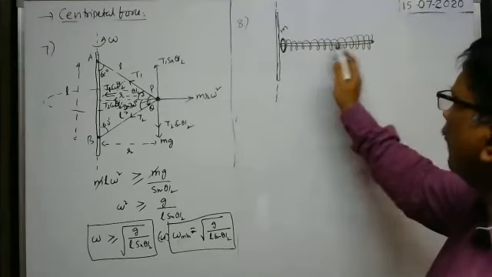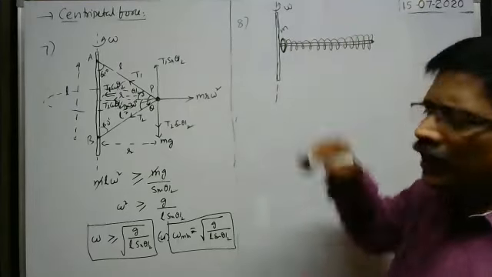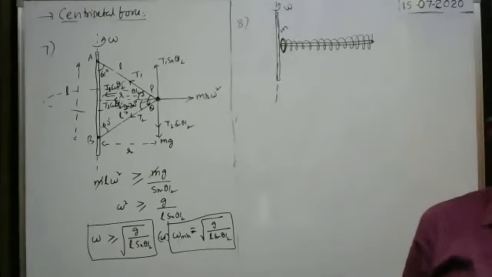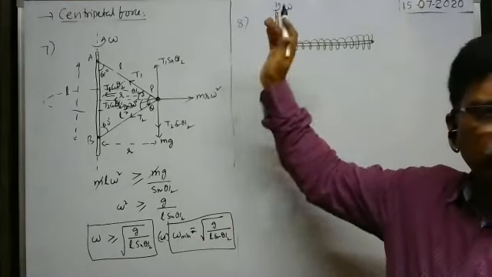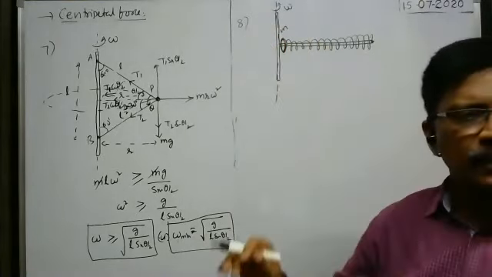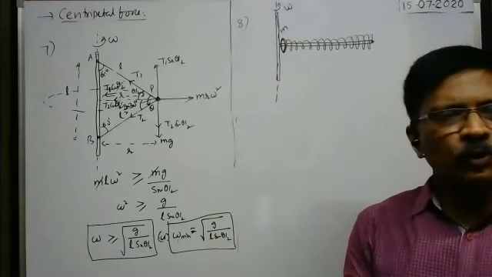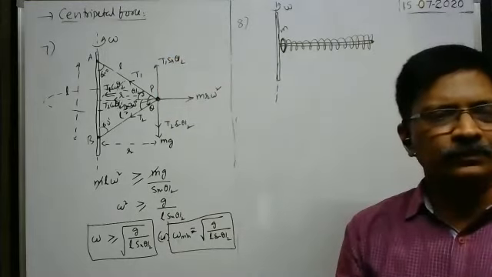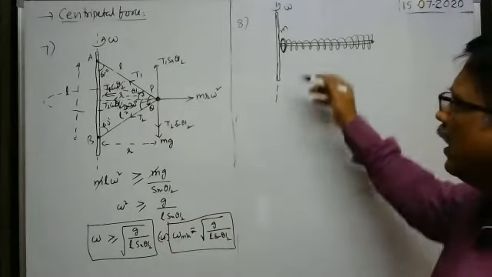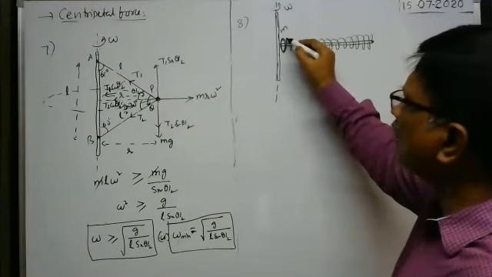Whenever this rod is made to rotate about this vertical axis with angular velocity omega, what happens? You tell me. Whenever this horizontal rod is made to rotate about this vertical axis with angular velocity omega, what about the ring position? Does it move towards the axis or away from the axis of rotation? Away from the axis of rotation, because the ring experiences centrifugal force.